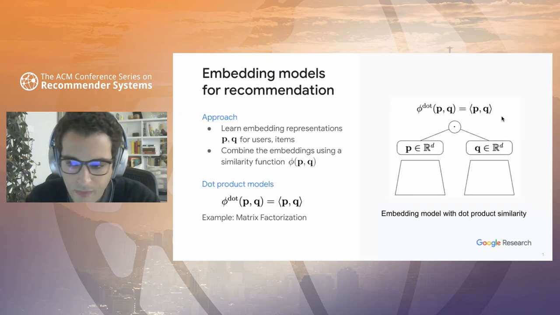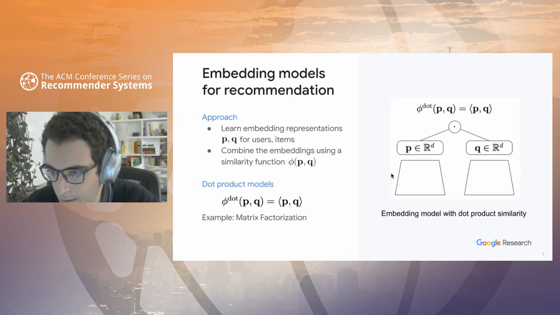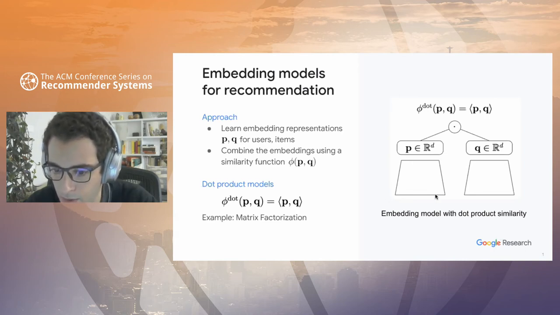All right. So a general approach for training item recommendation models is to learn an embedding representation for users and items, then combine these embeddings using what's called a similarity function. One simple example for similarity functions is the dot product. For example, when the embeddings are free variables, this would correspond to matrix factorization. The embeddings themselves could also be learned functions, for example, mapping user or item features to the embedding. In this figure here, we have a first neural network mapping user features, for example, to user embedding, and a second neural network or encoder on the item side.